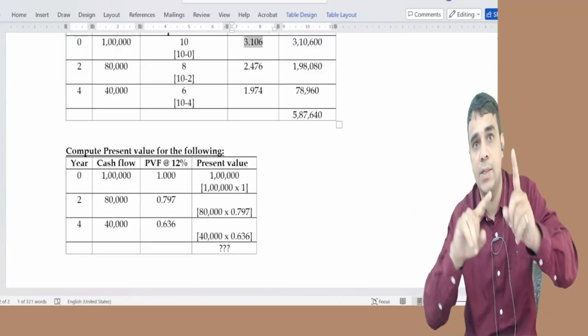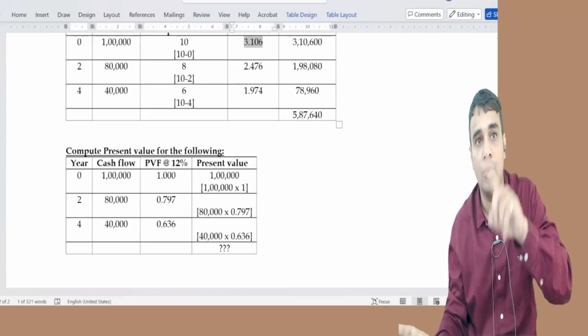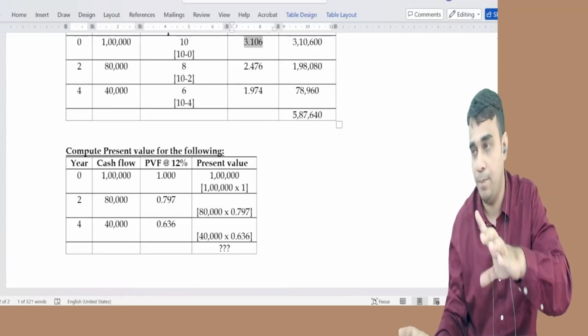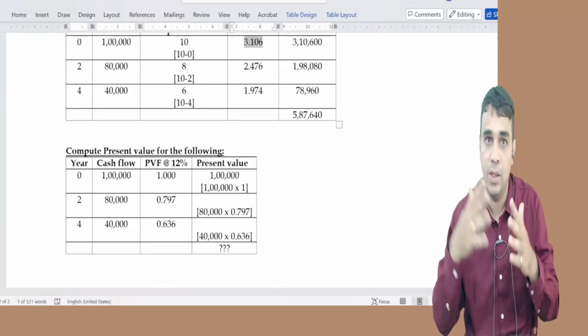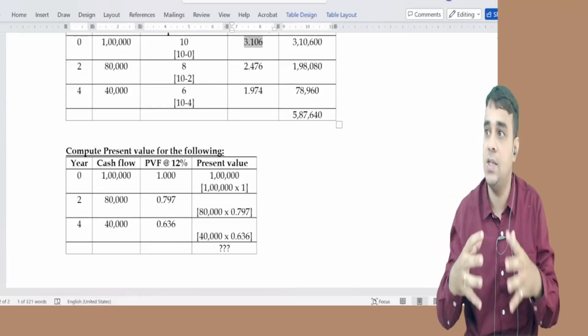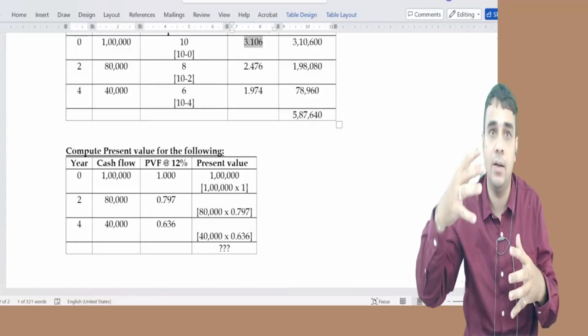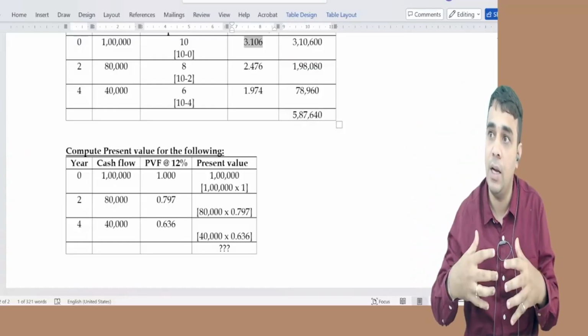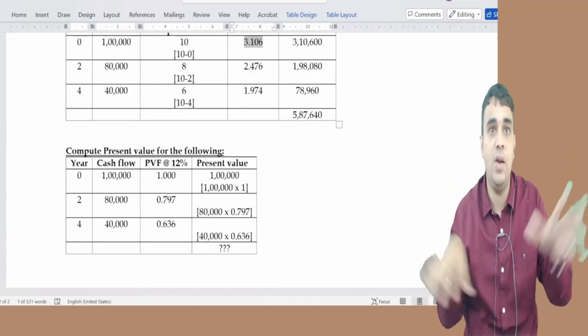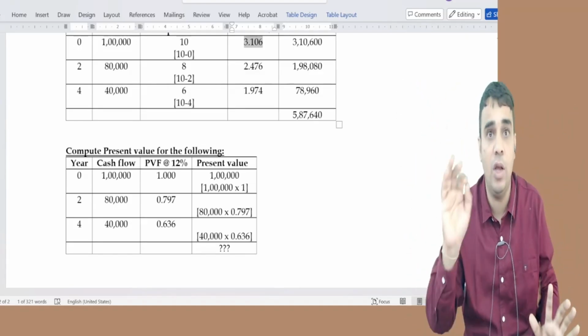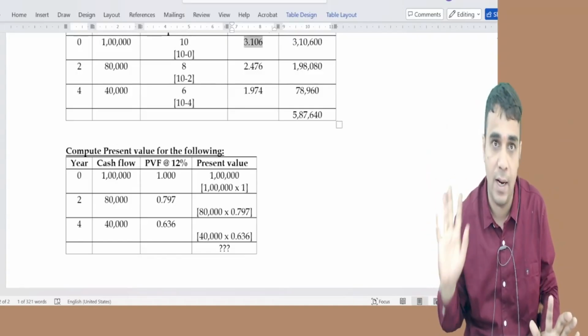Earlier what I did, year 0 took to year 10. Year 2 took to year 10. Year 4 took to year 10. Now what did I do? Year 0 to year 0. Year 2 to year 0. Year 4 to year 0. Now this year 0 number, I want to take it to the 10th year. Or I want to take the 10th year number to year 0. Either way you play around, you will get the same answer. Rounding of difference, I can't help. Rounding of differences will 100% be there.